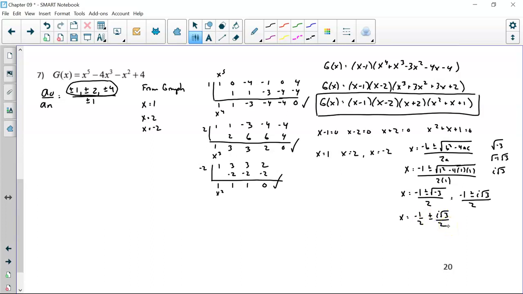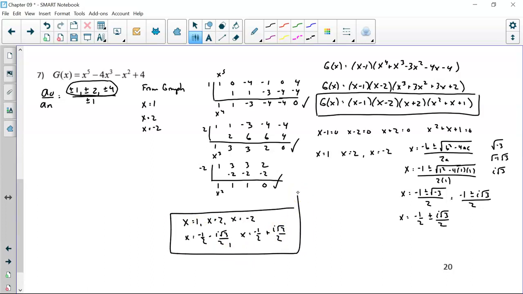There's our other two solutions, and they're complex solutions. You'll see when you look at the graph, it doesn't cross the x-axis at those points. It only crosses at 3, not at 5. So our zeros, x equals 1, x equals 2, x equals negative 2, and then x equals negative 1/2 minus i root 3 over 2, and x equals negative 1/2 plus i root 3 over 2. There's our 5 zeros. 3 of them are real, and 2 of them are complex.